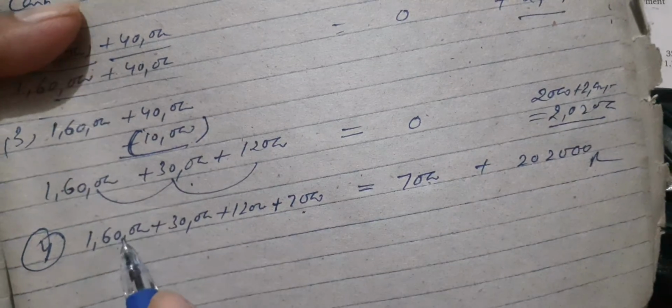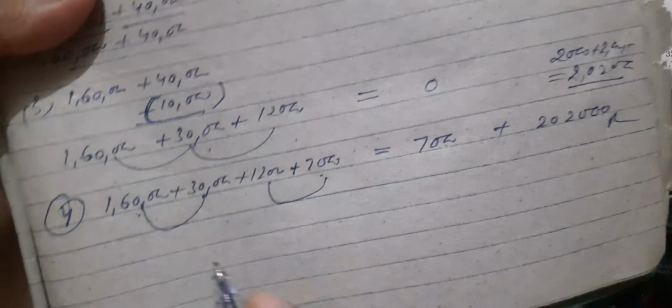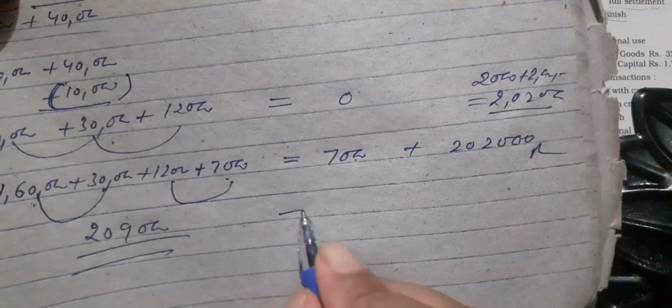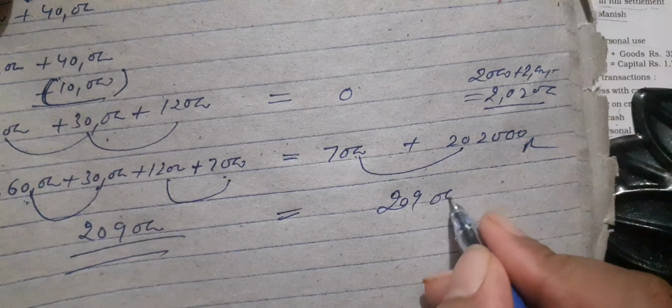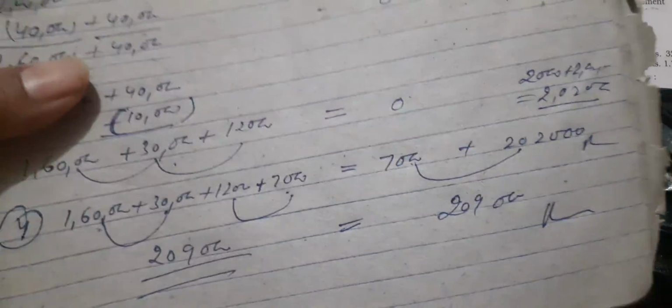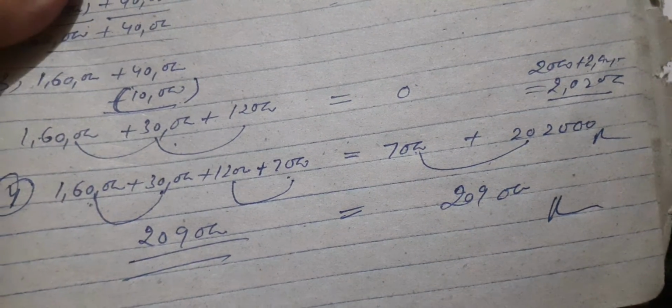So 1,60,000 plus 30,000 is 1,90,000, plus 12,000, plus 7,000. So according to this, 2,09,000 assets equal 2,09,000 liability plus capital. Okay, so according to this, assets should always be equal to liabilities plus capital.